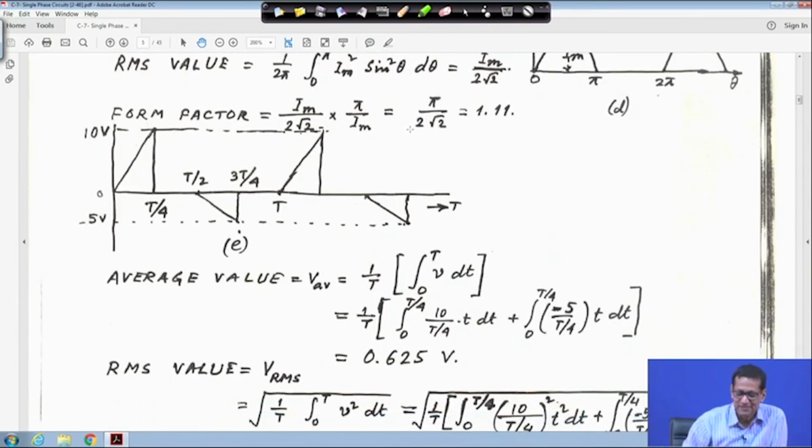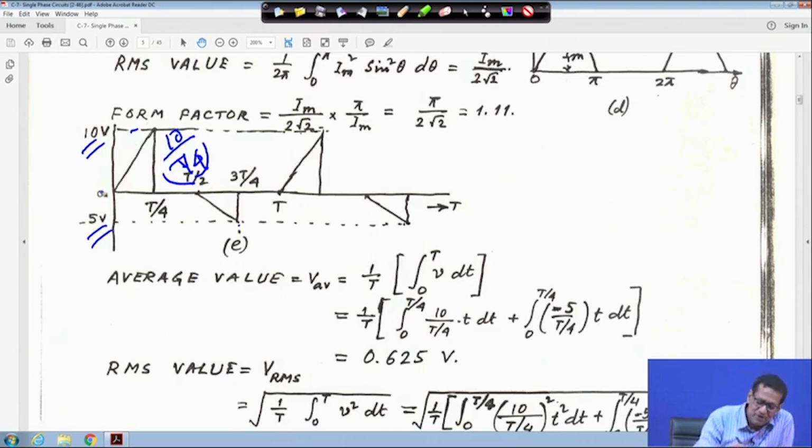Now for this triangular waveform, at that time I was showing this one, suppose this is an unsymmetrical waveform, suppose the peak is given as 10 volt, and at T by 4, and this side it is minus 5 volt, this is plus 10 volt, right? So the slope of the straight line will be 10 divided by T by 4, right? And another thing is that we have to come from 0 to T, so in this case we have to consider the whole cycle. That's why we have taken 1 upon T, 0 to T, v dt. This is the average value.